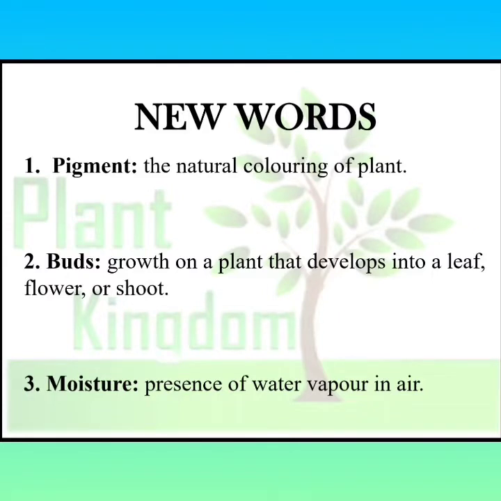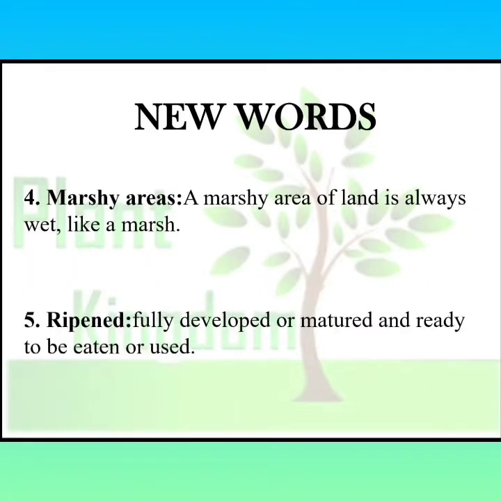Second is bud. Growth on a plant that develops into a leaf, flower or shoot. Third word is moisture, meaning presence of water vapor in air. Fourth, marshy areas. Marshy areas are the areas of land which remain always wet, like a marsh. Fifth word is ripened, meaning fully developed or matured and ready to be eaten or used.